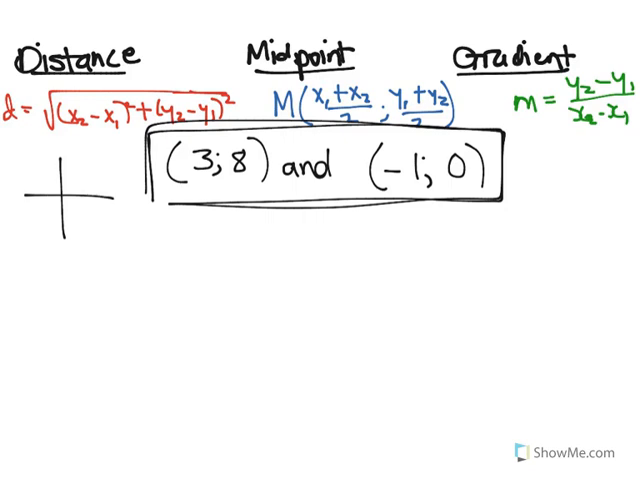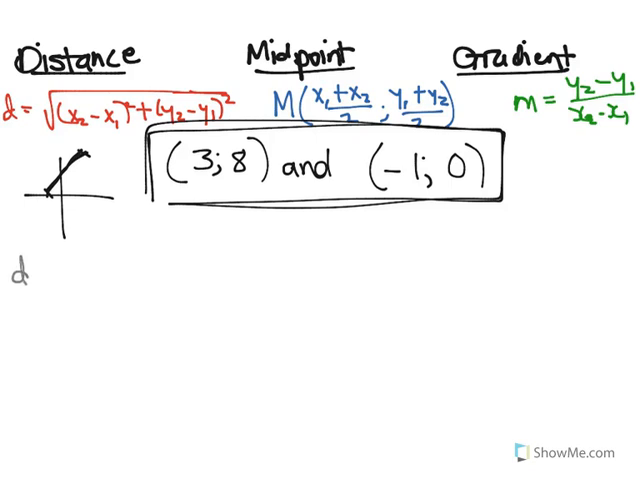So 3, 8 is going to be somewhere here, and minus 1, 0 is going to be somewhere here. So we're expecting a positive gradient, for example, and if you're to work out your midpoint and get a point that's somewhere over there, then you know that something has gone awfully wrong.